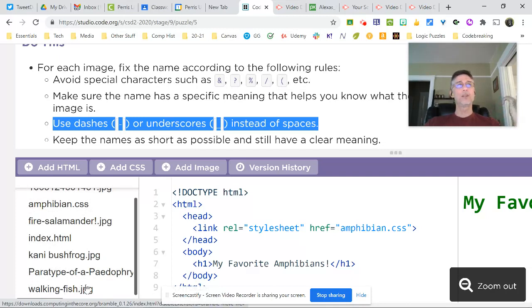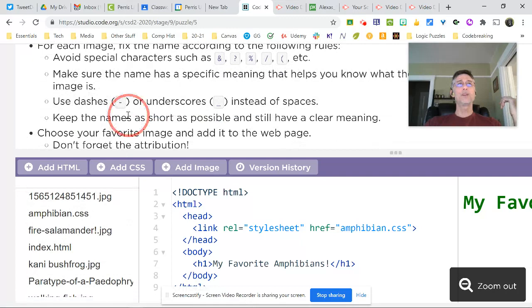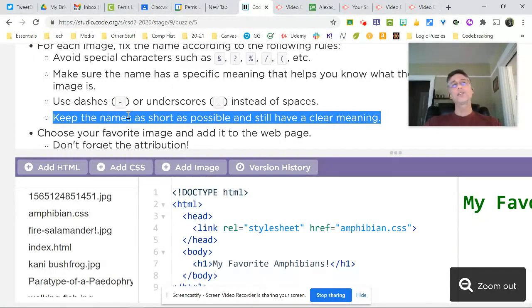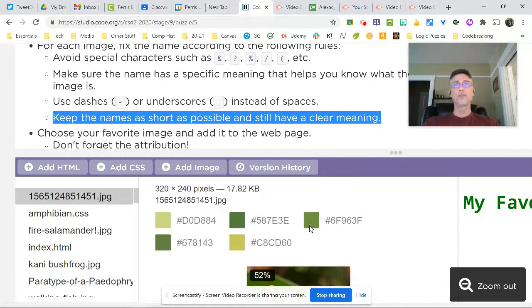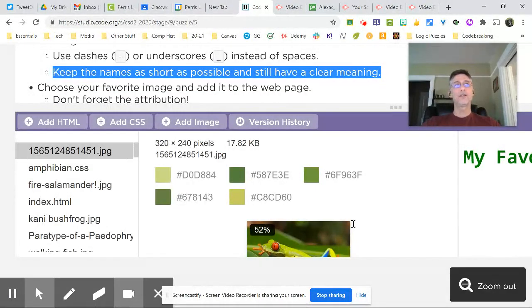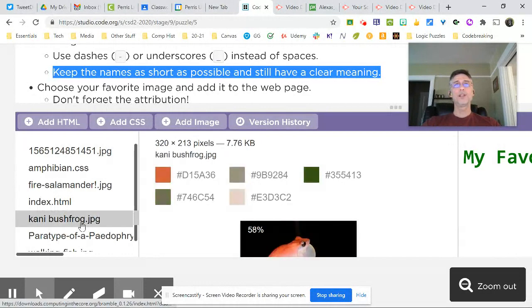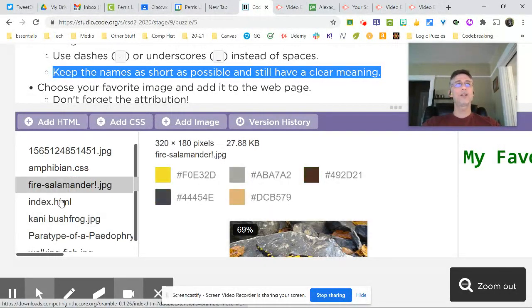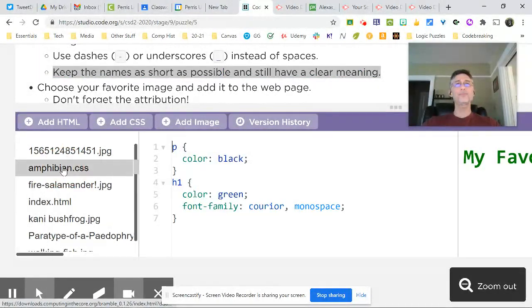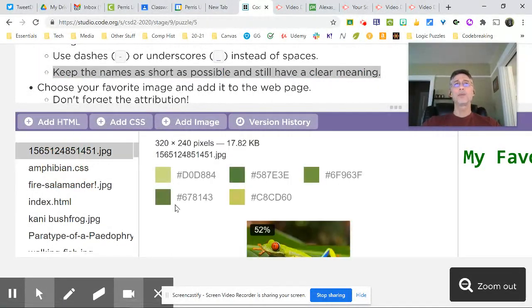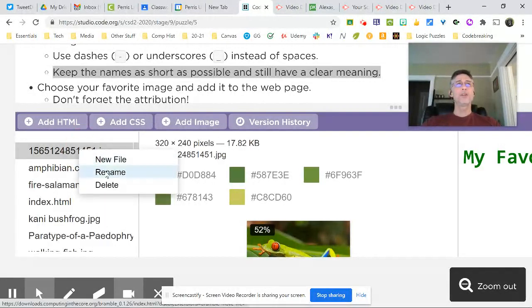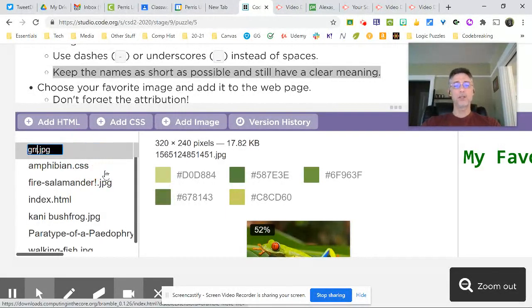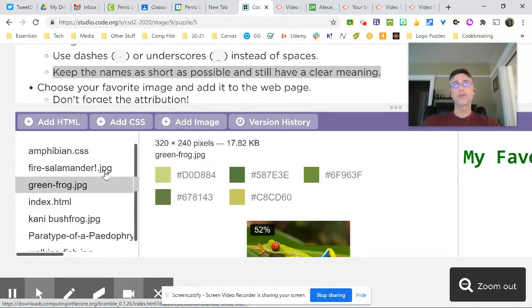That one's good. It says keep the names as short as possible, but still with clear meaning. So let's go through and rename them so that they follow all the rules and don't break any of them. What is this file? This looks like a frog. It's different than that one, it's different than the salamander, so it's different than all these other ones. I'm going to rename it green frog. Easy, green frog. You can call it whatever you want.